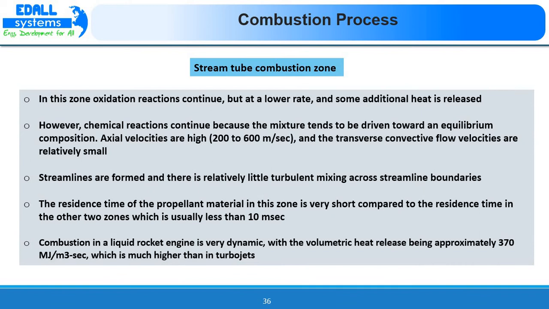The combustion in a liquid rocket engine is very dynamic, with the volumetric heat release being approximately 370 megajoule per meter cube second, which is much higher than in turbojets. The volumetric heat release is very much higher as compared to turbojets. That's why the liquid propellant rocket engine has a dynamic combustion. So once it covers this stream tube combustion zone, it goes through the nozzle and thrust forces are generated with all the processes we discussed.